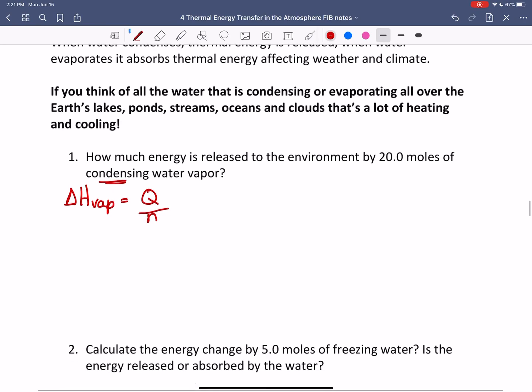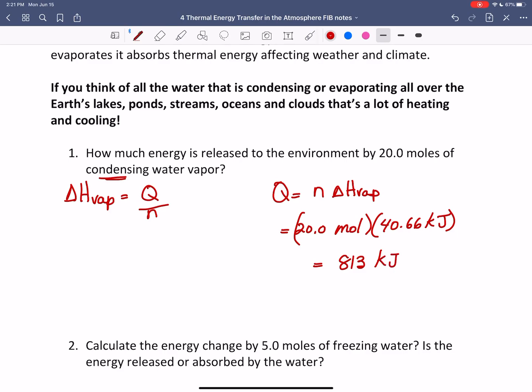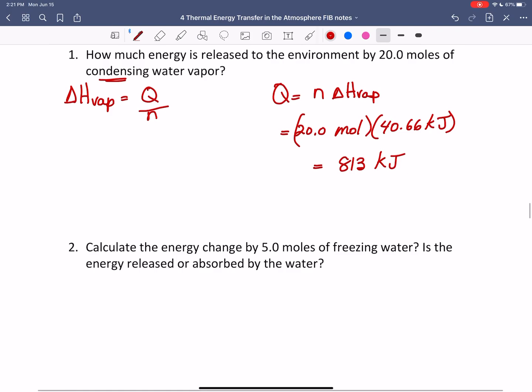Then if I have to figure out my Q, it's just my n times my ΔH vap. And so I have 20 moles, and my ΔH vap is 40.66 kilojoules per mole. And so what I get is 813 kilojoules. Okay.